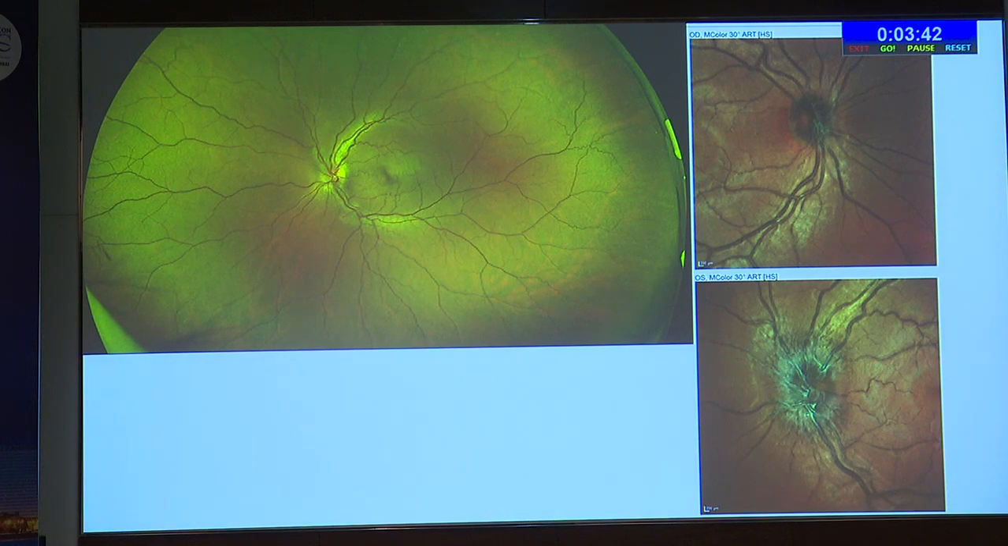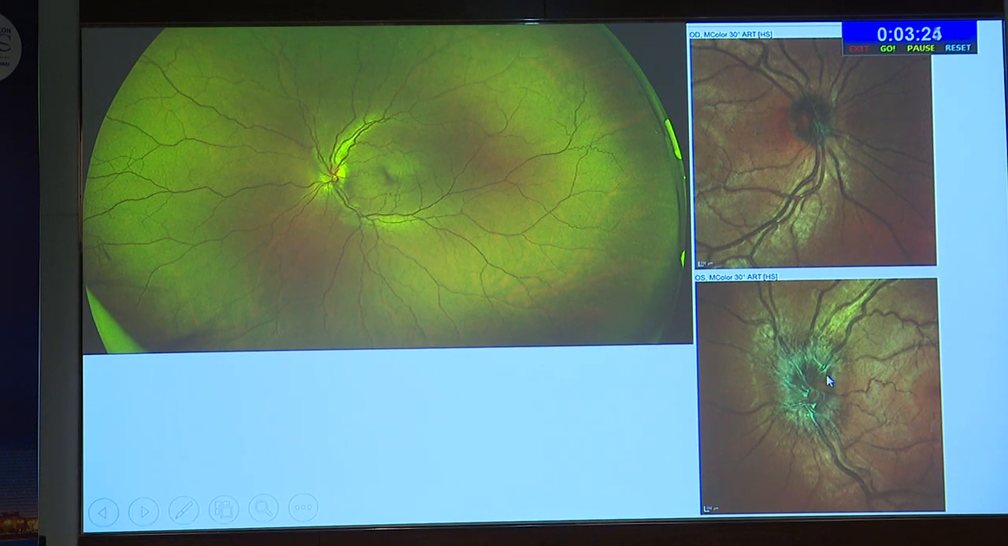Again, this is a patient who has a subtle disc edema, not very sure. If you look at the fundus photograph, you cannot be sure whether there is a disc edema. But when you compare on the multicolor imaging, you can see there is a stark difference from the other eye. And you can see that the disc is grossly abnormal.